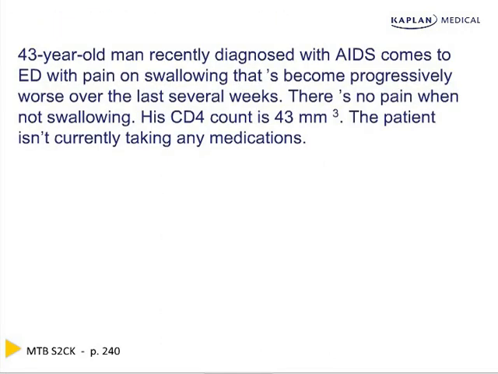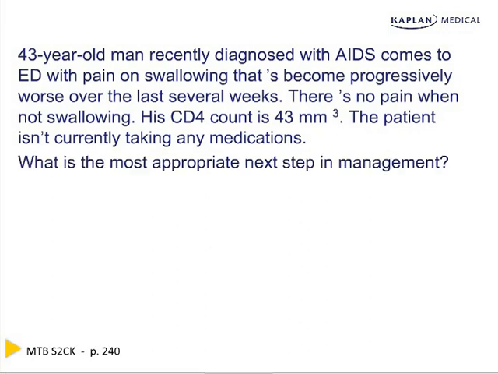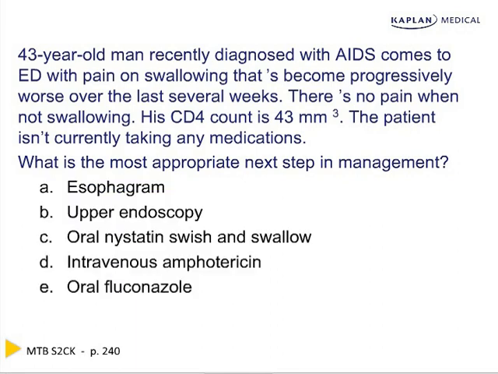A 43-year-old man was recently diagnosed with AIDS. He now comes to your ED with pain on swallowing that's become progressively worse over the last several weeks. There's no pain when he's not swallowing. His CD4 count is 43, and the patient is not currently taking any medications. What is the most appropriate next step in the management of this patient? Is it A, an esophagram, B, an upper endoscopy, C, oral nystatin swish and swallow, D, intravenous amphotericin, or E, oral fluconazole?